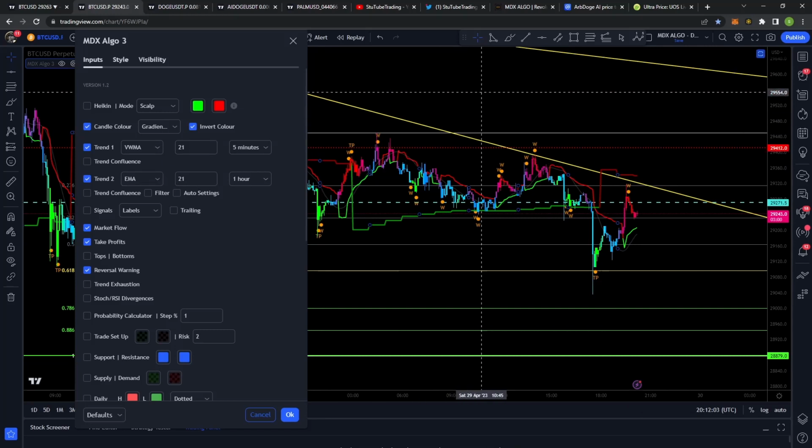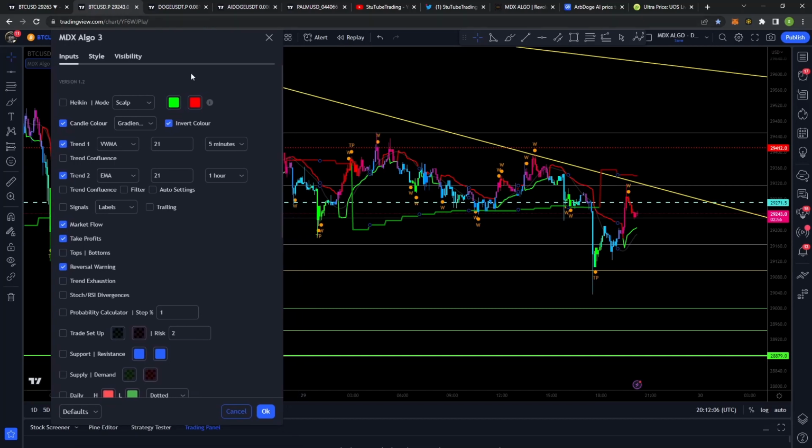So when I'm on a short degenerate time frame like this, what am I on here? A 5 minute chart. I have trend 1 set as the volume weighted moving average. That would be this smoother line here, which is more reactive, I guess it's a shorter time frame. And my second trend is the EMA, the 1 hour, and that would be this more choppy green one that has just recently flipped red here.